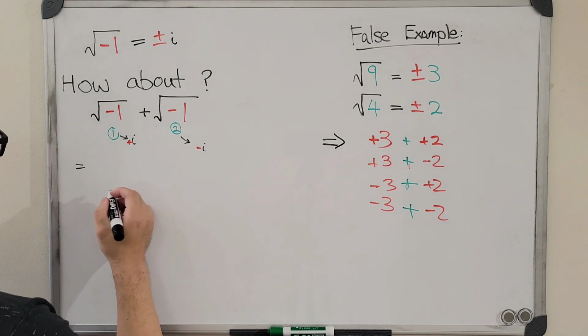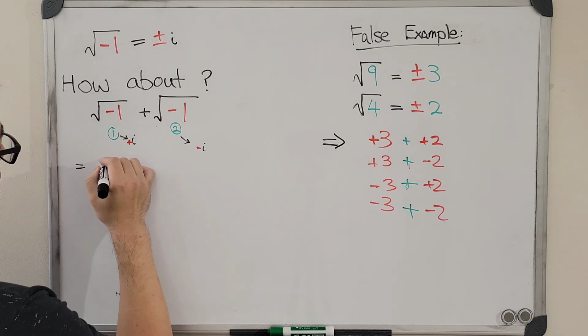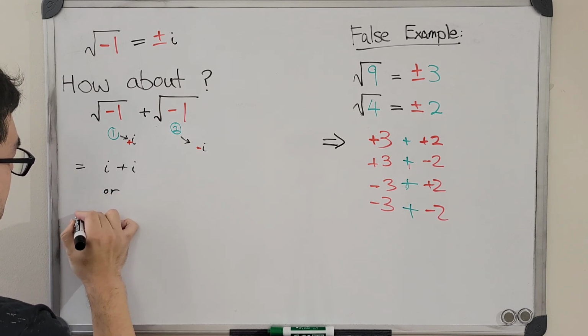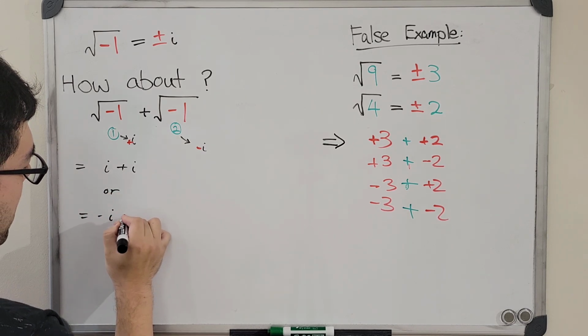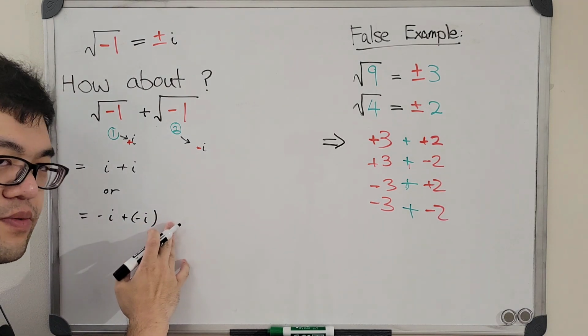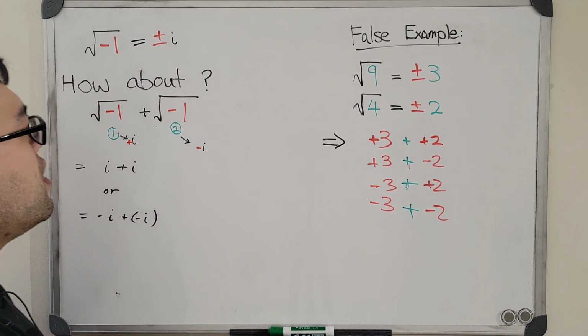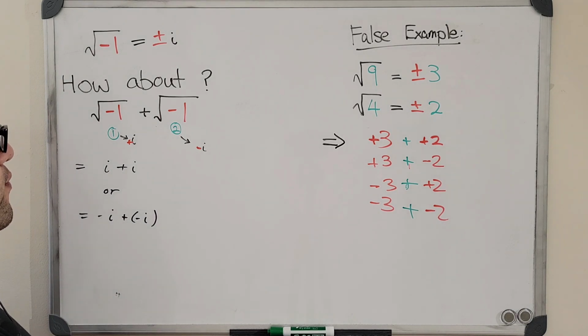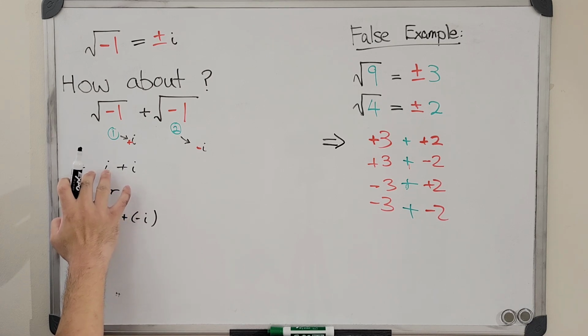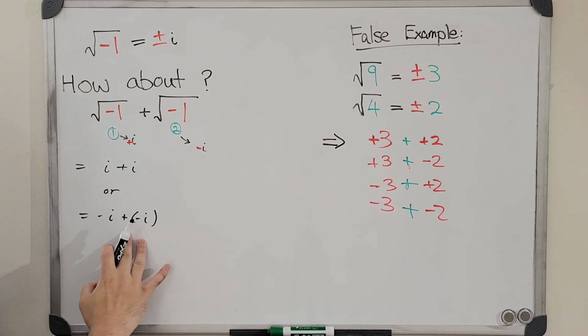So in that case, we should only end up with either i plus i or negative i plus negative i, and then to get the result. Now you may ask, but in class we always say that the result should only be i plus i, but not the other way. Why would that be the case?